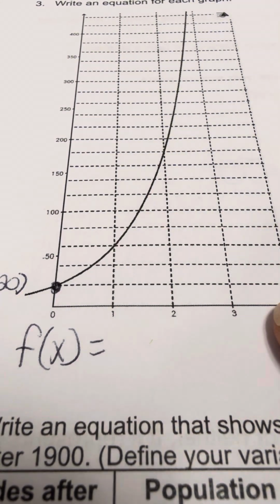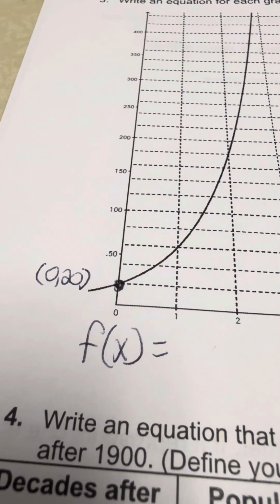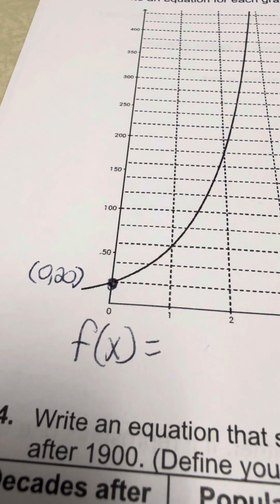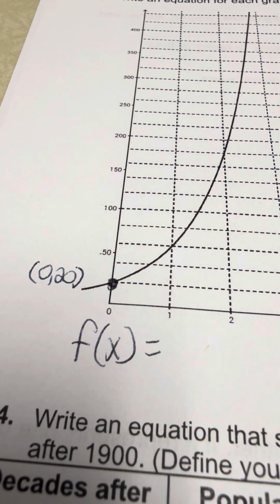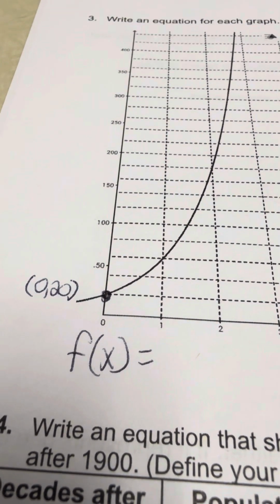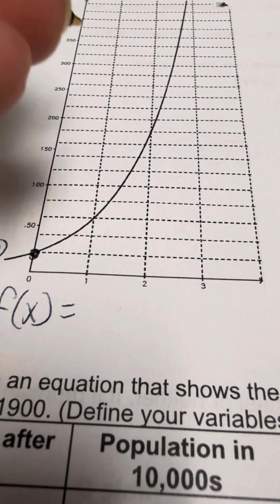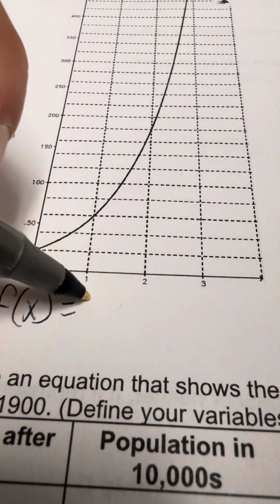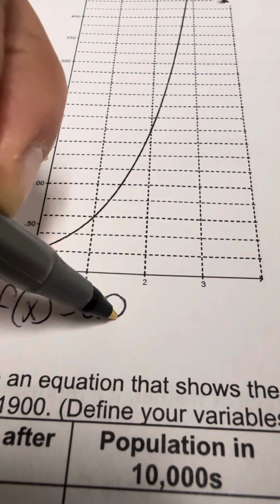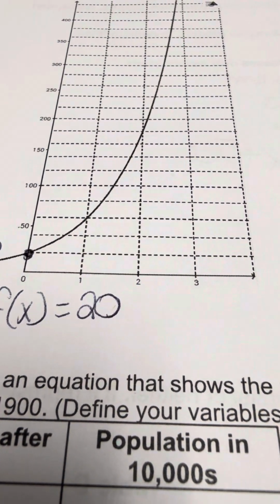So I'm just going to write down that set of coordinates right there, 0, 20. So that is my y-intercept. Now, in this case, with exponential functions, we start the value with our initial value, so our y-intercept. Typically, if we're doing linear equations, we don't start with that. That's usually at the end of the equation, but these ones, they actually start there.